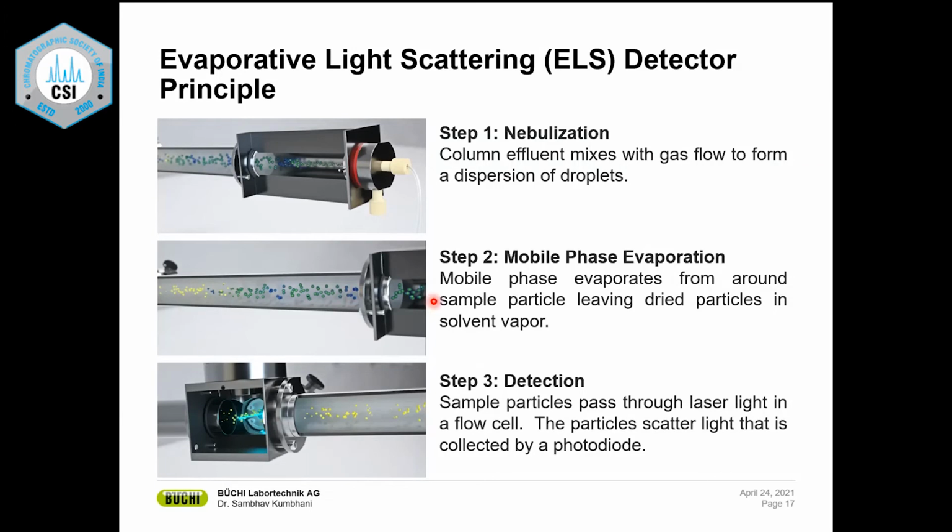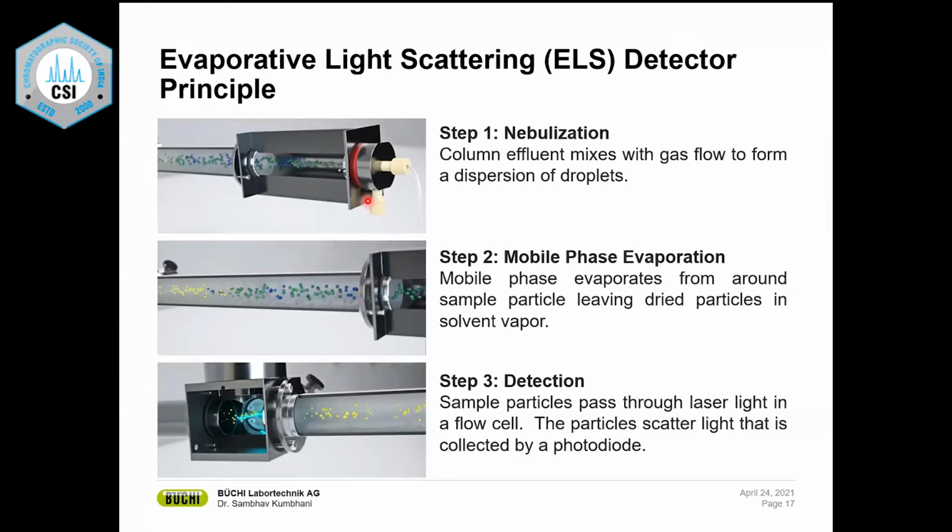Now, although this is what a standard ELSD does, Buchi has a patented ELSD technique where the amount of sample that we take in for ELSD is so small. It's only 30 microliters per minute. This is our specialized patented splitter that splits the flow of eluted column flow into two, where 99.9% of your sample goes to UV and only 0.1% comes to ELSD.